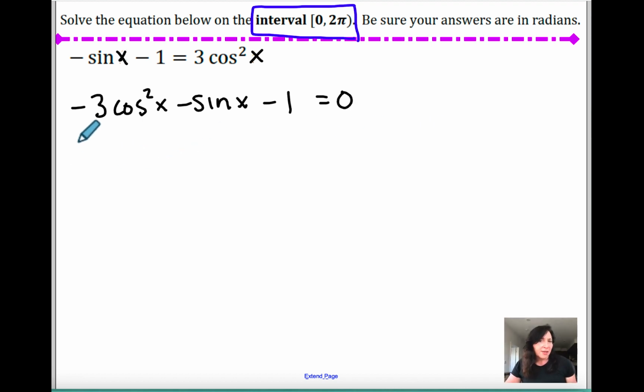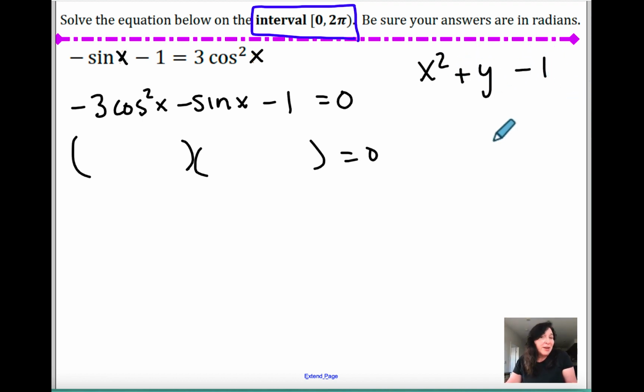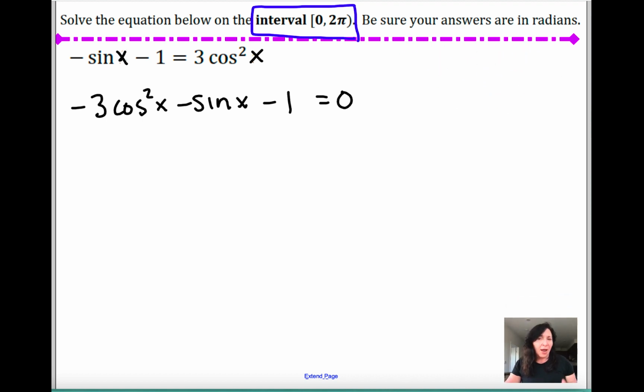Now, like all quadratics, if we were going to factor this, right, we would go cosine times cosine, cosine squared. But here's where the dilemma is. We have cosine and we have sine. And if you're going to solve a quadratic, you have to have all the same variable. And we don't have all the same variable. So before I can factor, I have to change one of these to cosine or one of these to sine.